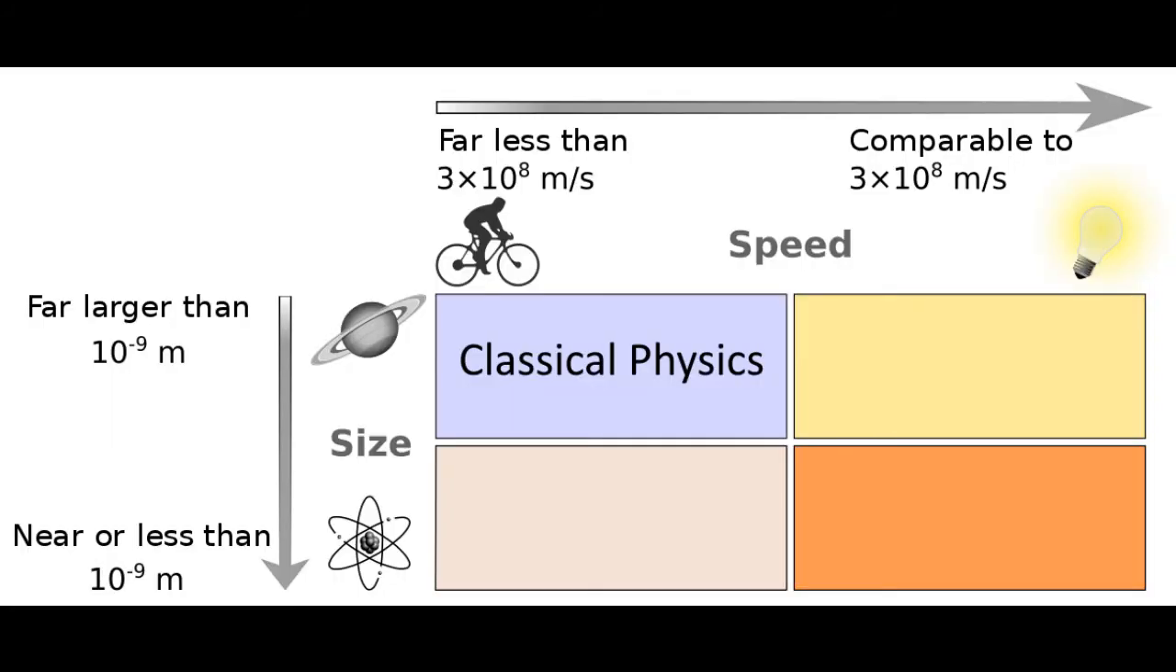So, let's go back to classical physics real quick. So we can go a different direction now. We're not going to go down to the very small. We're now going to go to the very fast. And this is where we can see another area where classical physics has failed.